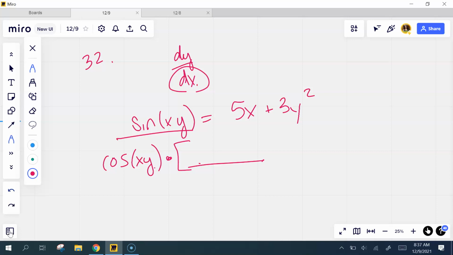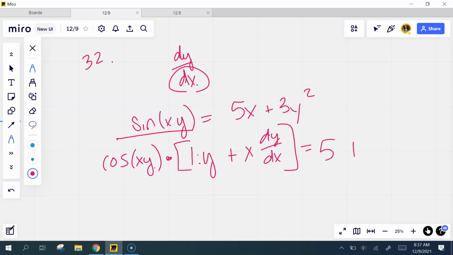Product rule. The derivative of x is 1, and the derivative of y is dy/dx because I'm doing it with respect to x. It's 1 times y and then x, dy/dx. Oh, I did the derivative of both. I'm losing my mind. Yeah, sorry. And then x dy/dx. Equals, what's the derivative of 5x? What's the derivative of 3y squared? 6y dy/dx. Everybody okay?